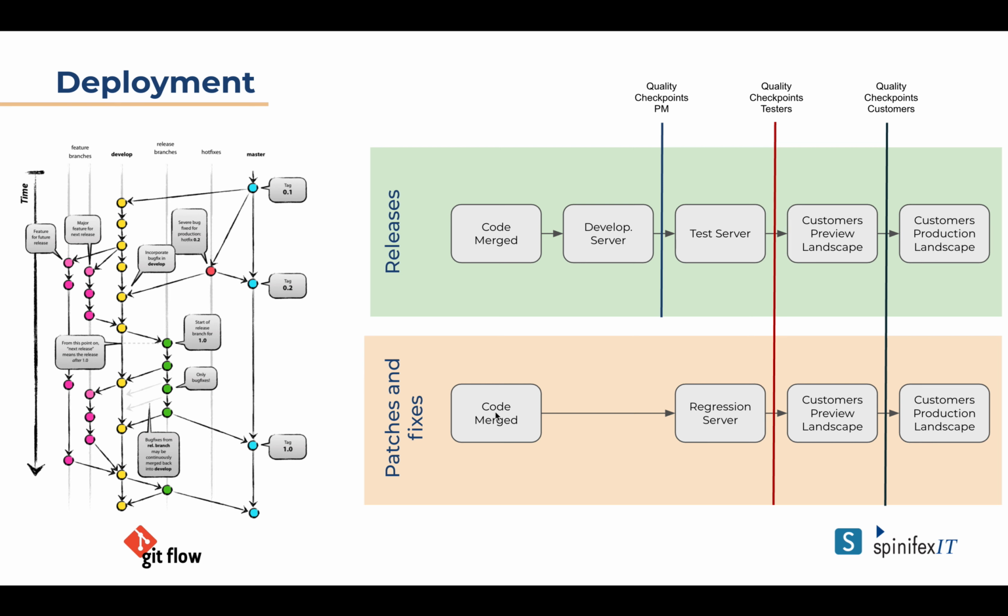In terms of patches and fixes, it works more or less the same, except that when the code is merged, we move it to a regression server, so it's almost identical to the test server. Our testing team is doing all the testing and regression testing. For some of the patches, we are copying on a regression server also, another one, to test the upgrade. And then when we passed all the quality checkpoints, it goes to, again, the preview landscape and then the production landscape.